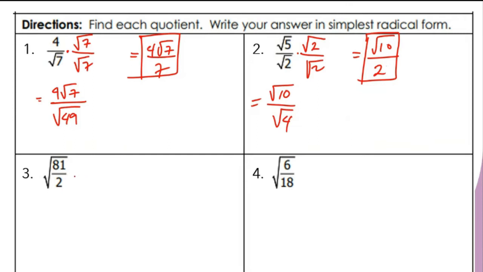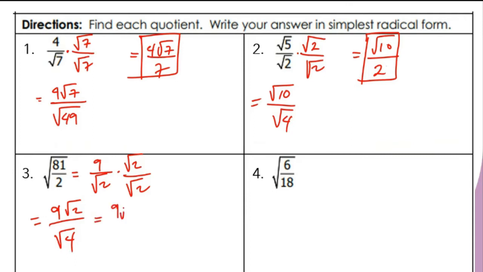Number 3, based on the given, that is square root of 81 over square root of 2. So what we are going to do now is to simplify the possible radical that we can simplify, and that is in the numerator, which is square root of 81. So the square root of 81 will be equal to 9 over the square root of 2. So simplifying, we will just multiply 9 over square root of 2 by square root of 2 over square root of 2. So now you will lead to 9 square root of 2 over the square root of 4. So simplifying further, you will be leading to 9 square root of 2 all over 2. And this is the final answer.